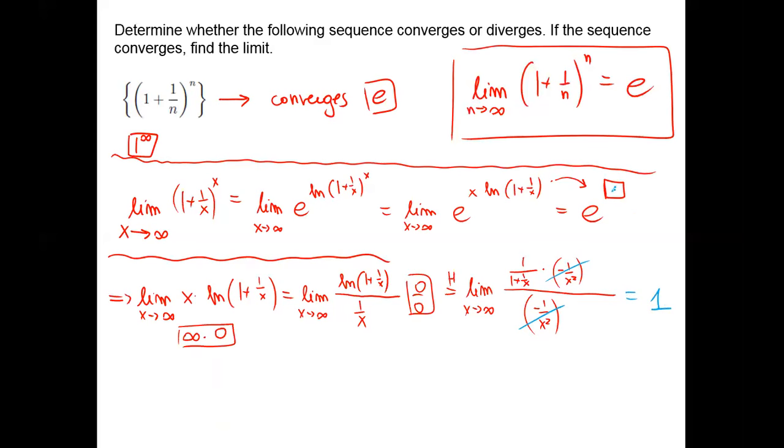But of course, this is the limit of the logarithm. That means the final answer of the original one is e to the power of 1, which is e. That means I did prove that limit. But as I mentioned, this is one of the really special limits. We don't have to go through the whole process. Please just remember this limit.